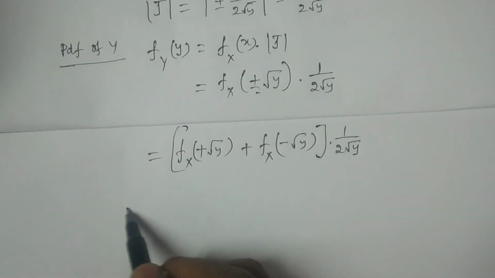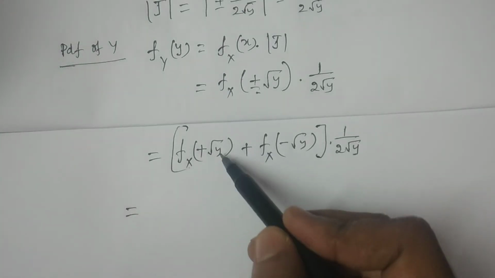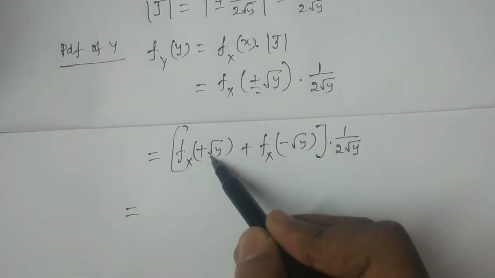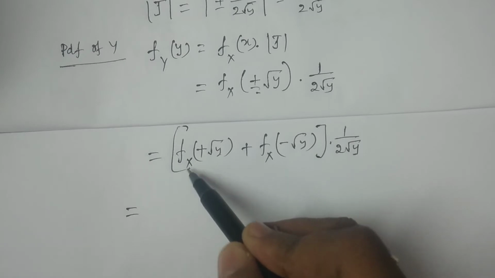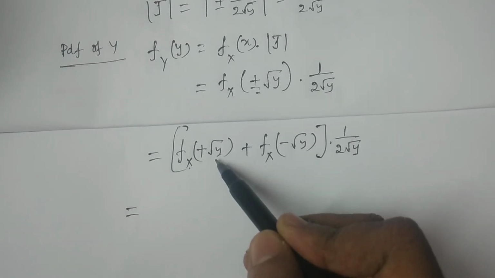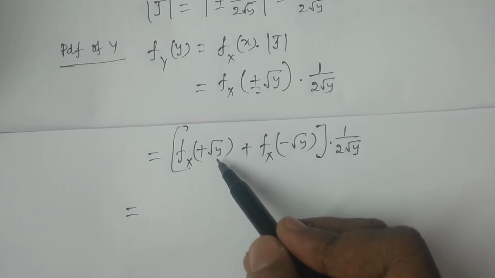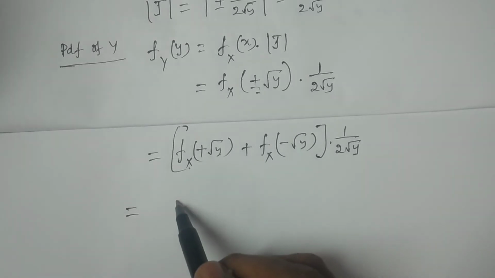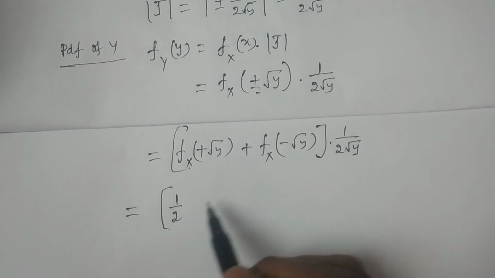Now you have to replace f_X of plus root y. This is the density function of x, but the transformation has to be replaced by plus root y. What is the density function? It is 1 by 2. Obviously there is no variable, therefore it is 1 by 2 always.